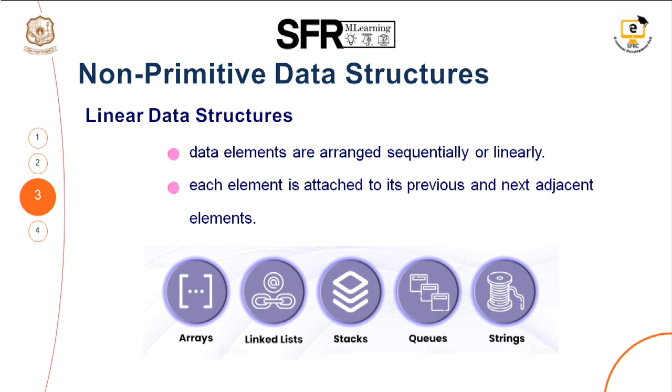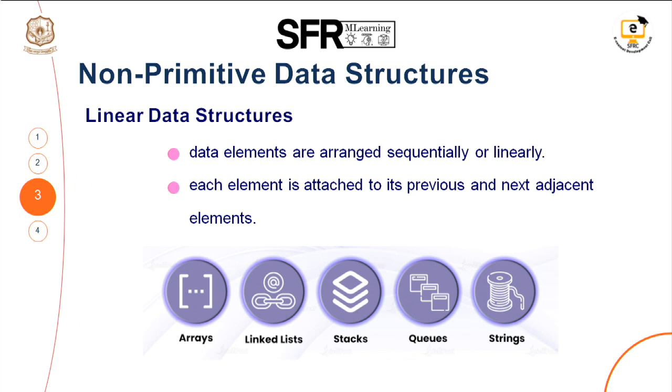Linear data structure. A data structure in which data elements are arranged sequentially or linearly, that is, where each element is attached to its previous and next adjacent elements, is called a linear data structure. The examples for a linear data structure are array, queue, stack, linked list, strings, etc. The linear data structure can be further classified into static data structure and dynamic data structure.